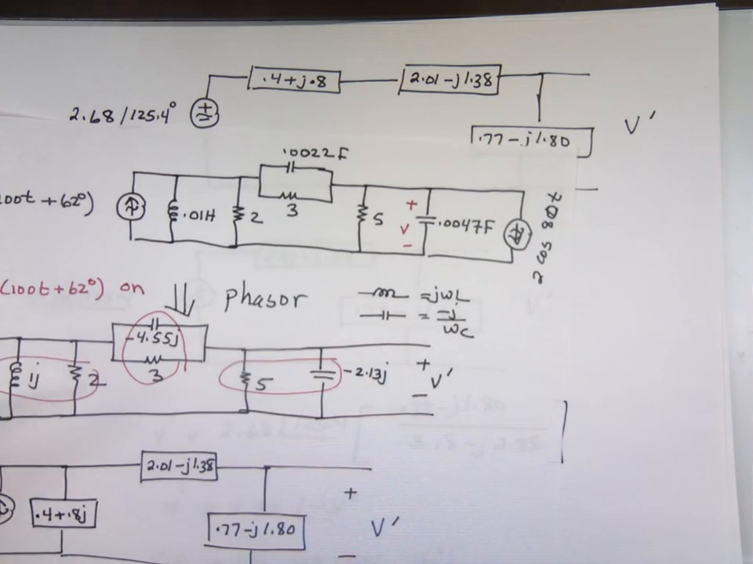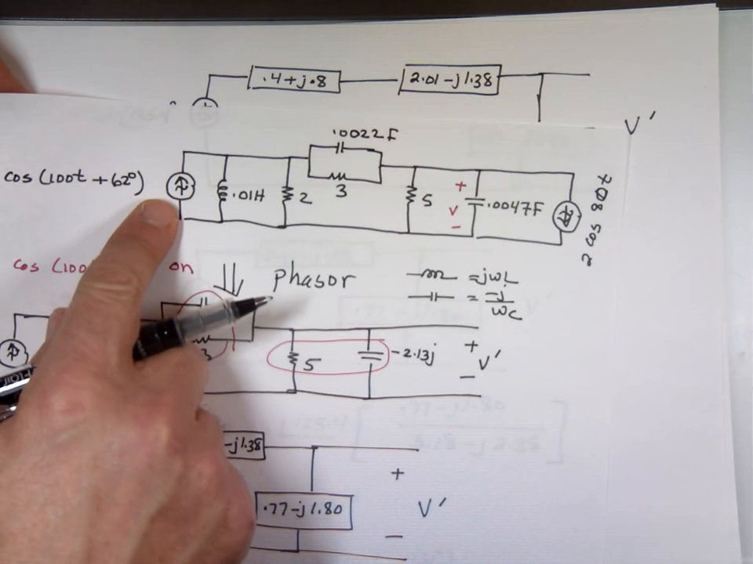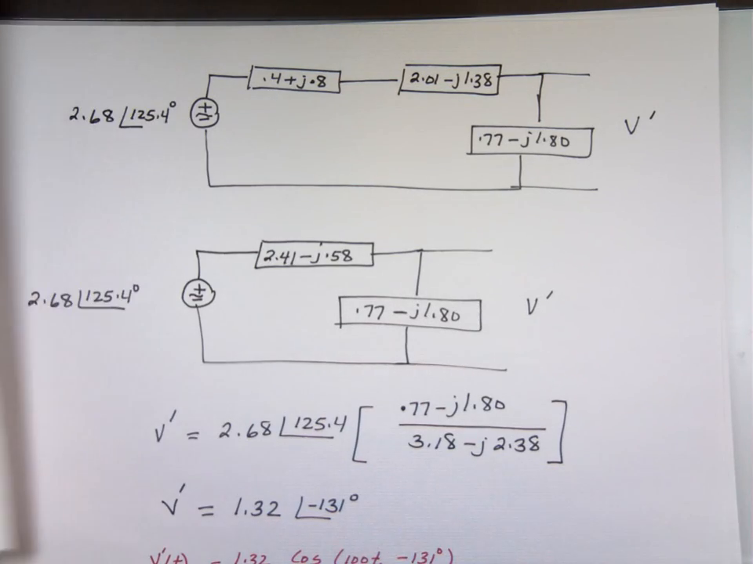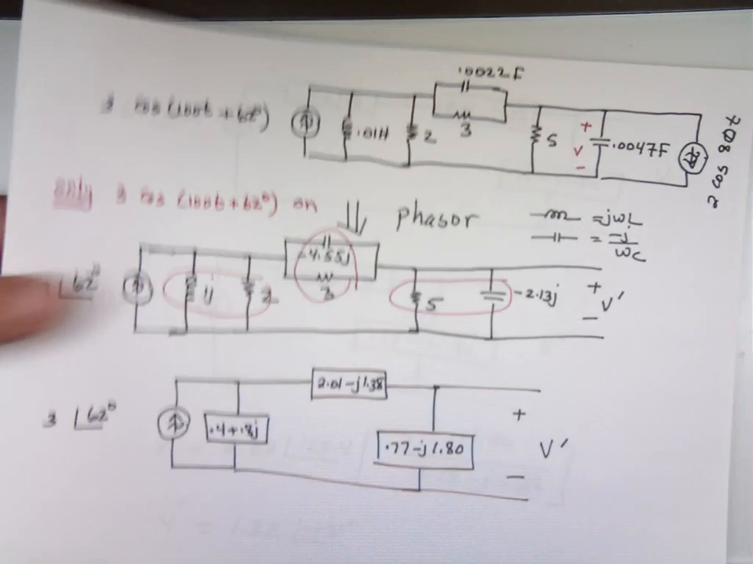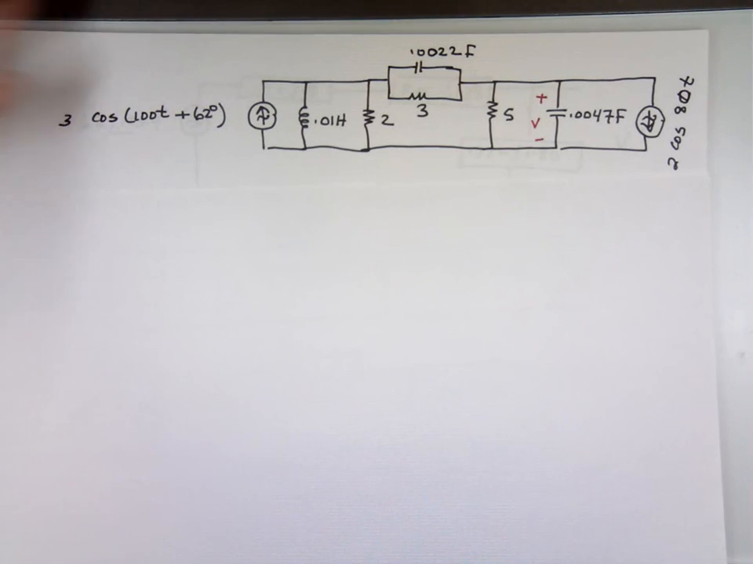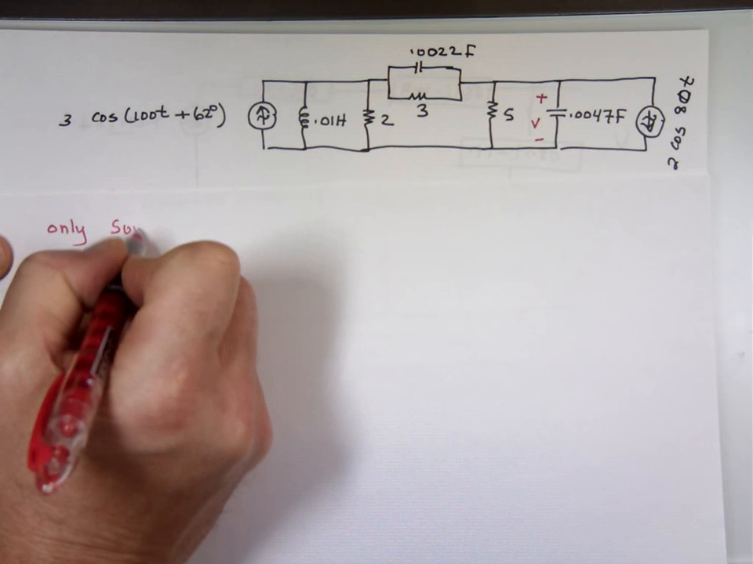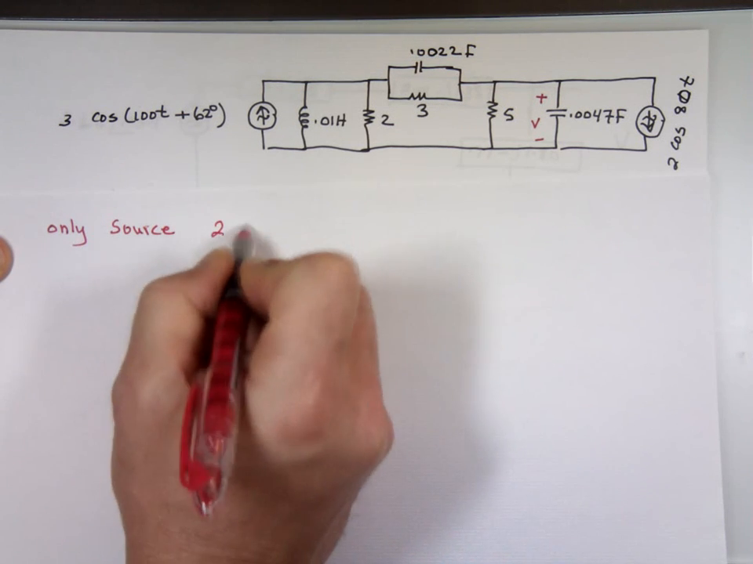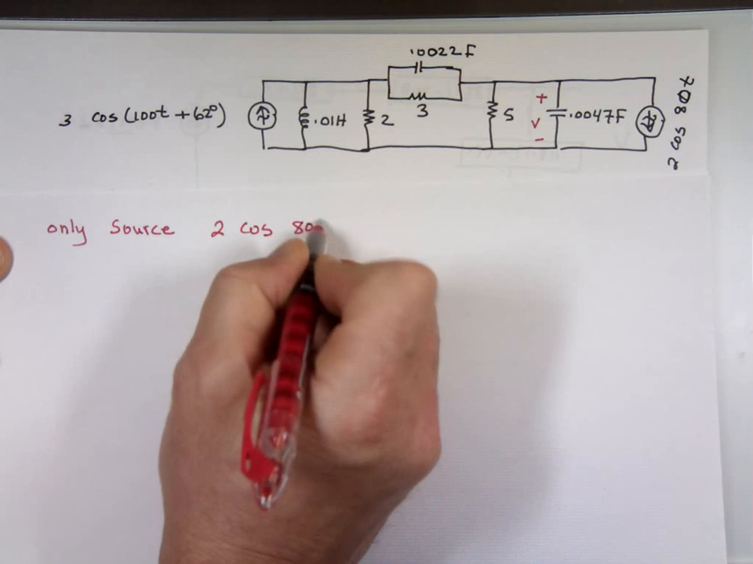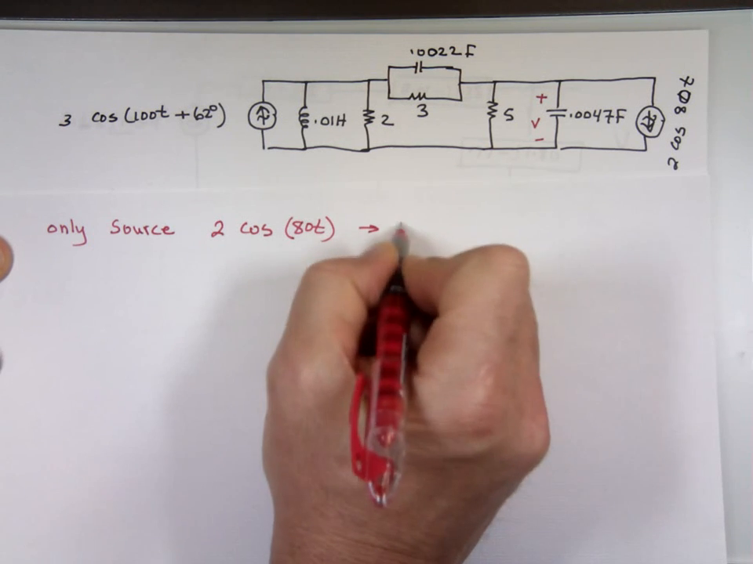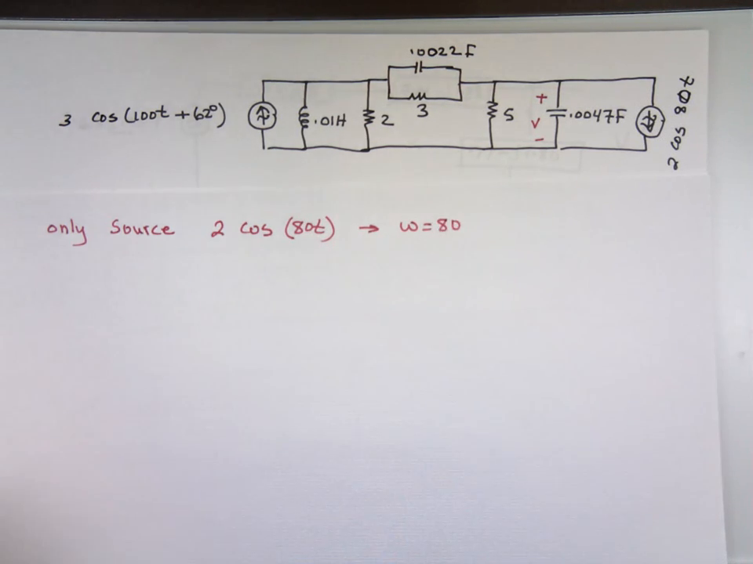So this source is gone. Now let's look at source number 2. When I said last time we're going to repeat the whole class, I wasn't really kidding. These techniques come back again. So we're going to look at only source 2 cosine 80t. That tells me that W equals 80. So the first source is gone. This is the current source, that's gone.